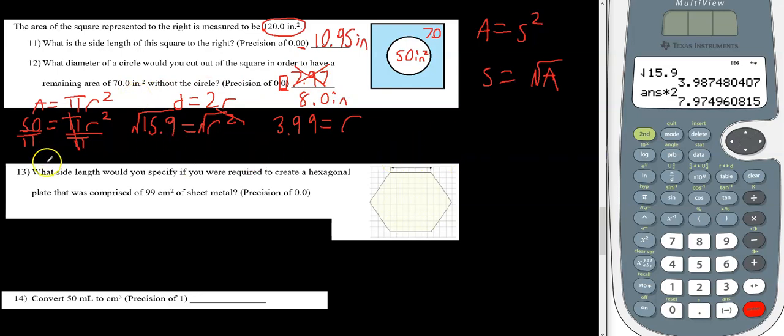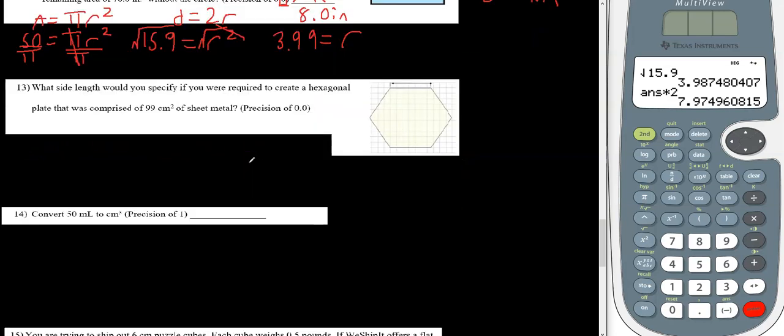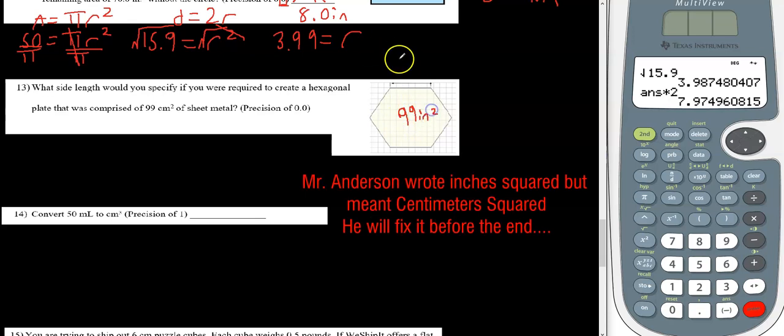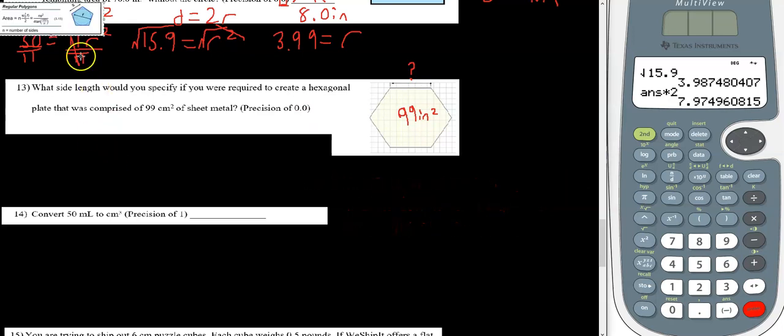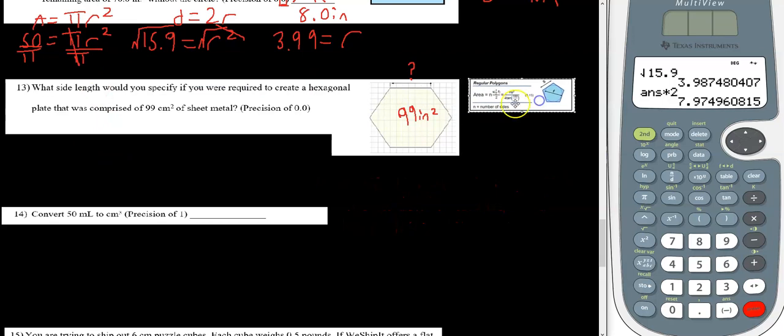All right, what about question 13? What side length would you specify if you were required to create a hexagon plate that was comprised of 99 centimeters squared of sheet metal? In other words, if this entire thing had an area of 99 inches squared, what would this side length have to be? Let me move this formula in that you will have on the test so we can take a look at it. I'm going to put it right here.